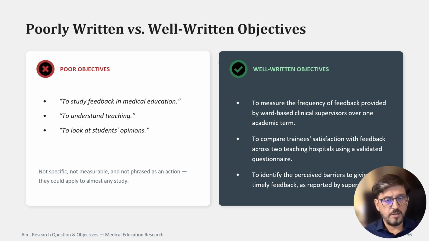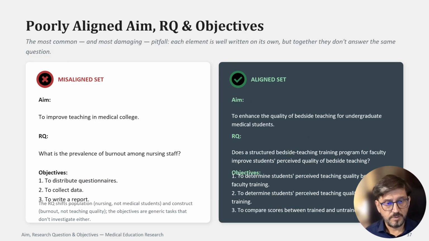And again, there's another example of poorly written versus well-written objectives. So these objectives, for example, understand teaching, is very broad, not measurable; to look at students' opinion, again, it's not specific, not measurable. You should be writing objectives which are specific, measurable, achievable, reliable, and time-bound. So just look at this one.